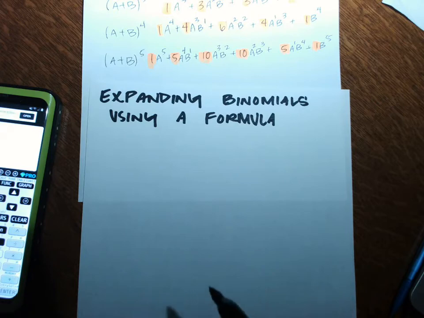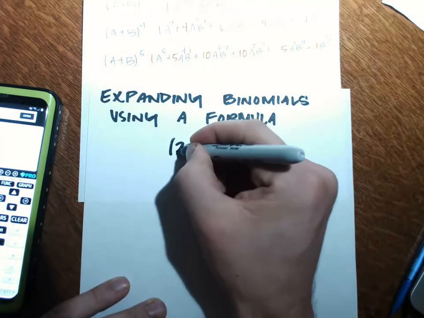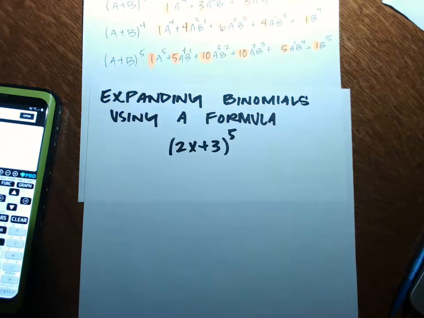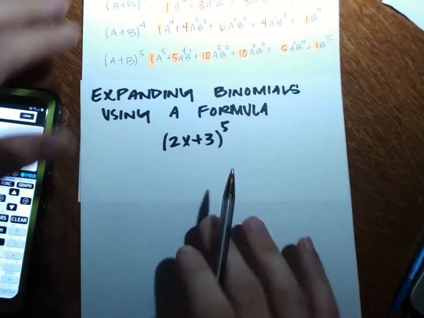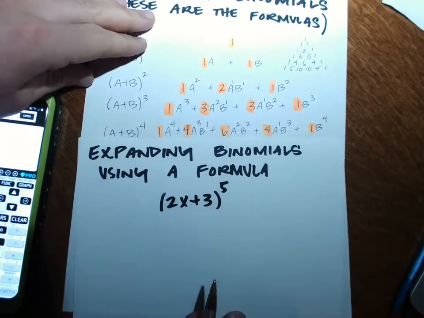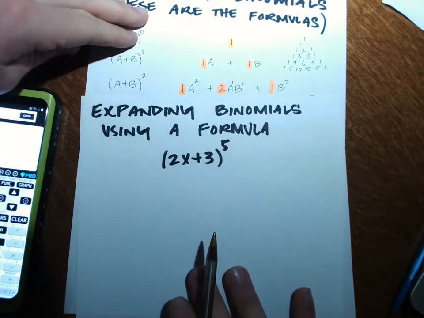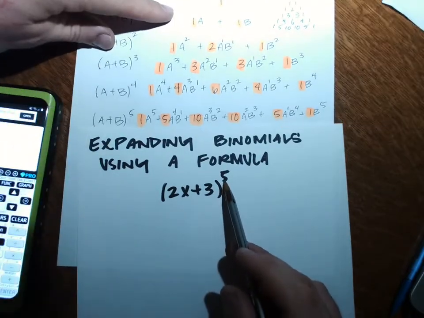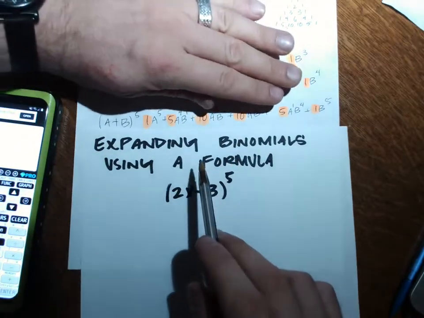All right, in this problem, we're going to expand (2x + 3) to the fifth, and we're going to use the formulas here. Now, each one of these is a separate formula, so we have to use the one that's relevant to this problem, and this problem is to the fifth power, so I'm going to use this last one, and I'm going to ignore the other ones.